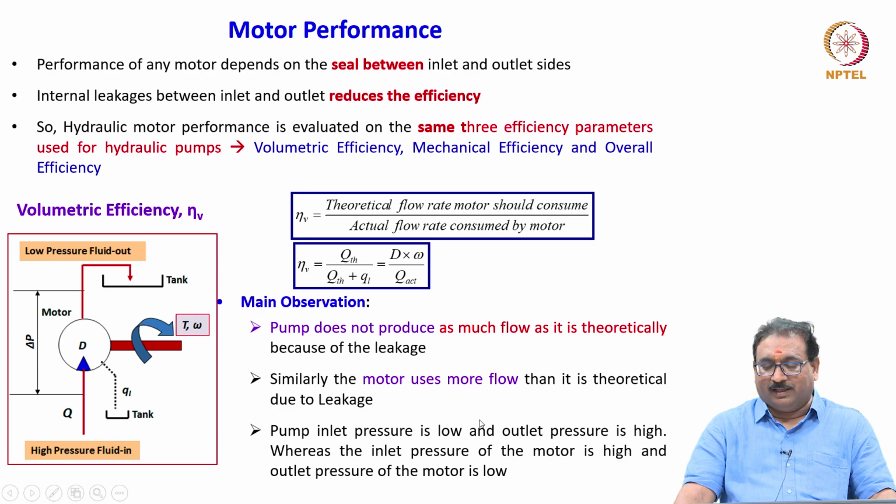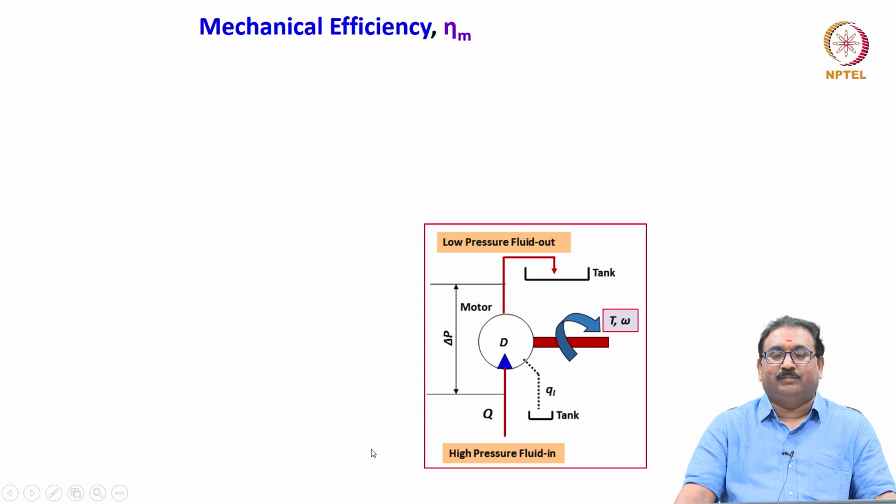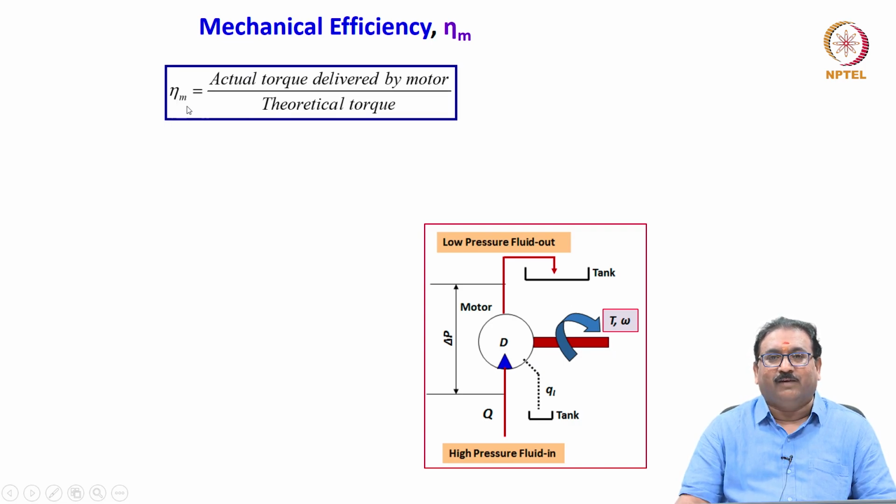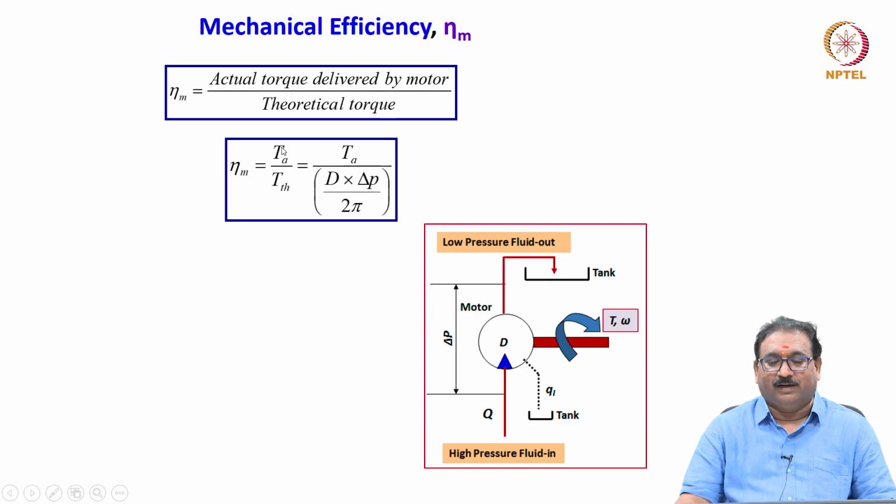Pump inlet pressure is low and outlet pressure is high, whereas the inlet pressure of a motor is high and the outlet pressure of a motor is low. Now, we will see the mechanical efficiency, which is coming from the shaft. Mechanical efficiency is the ratio of actual torque delivered by the motor to the theoretical torque. Here TA by TH, where TH is D into delta P divided by 2 pi.